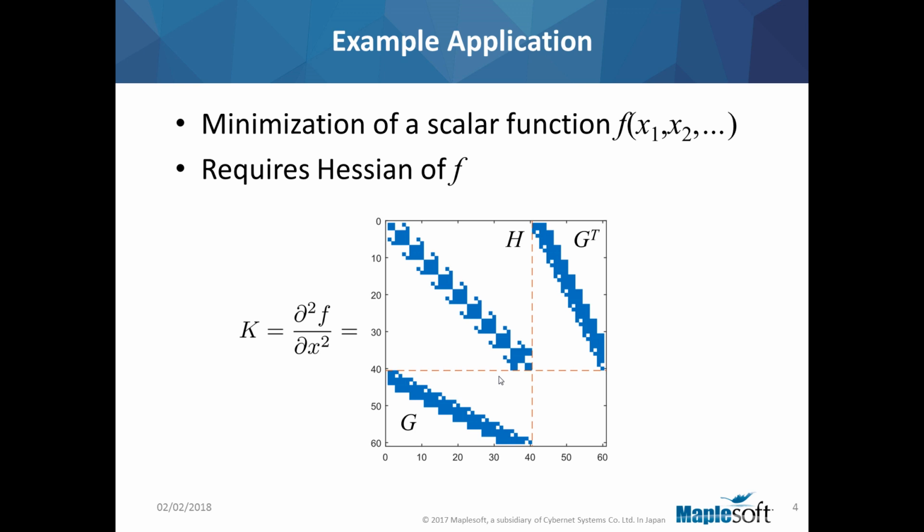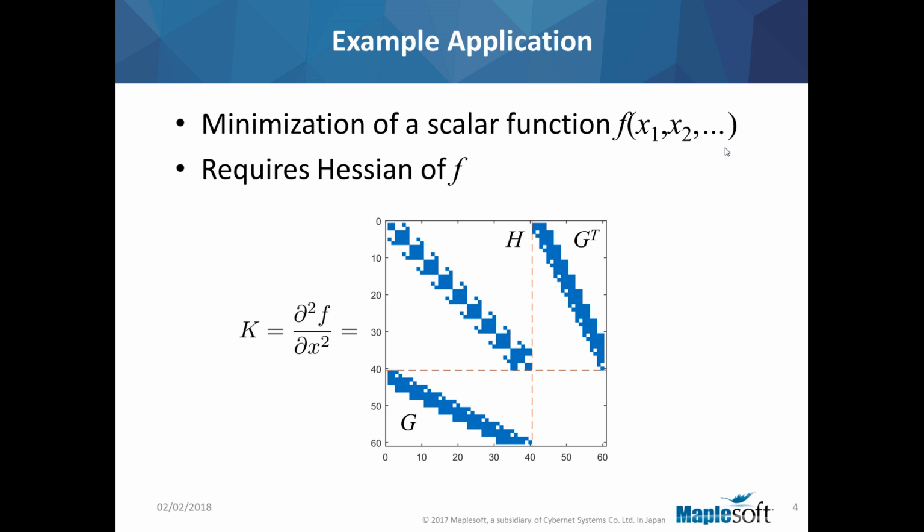So there is an application example that we were working on recently with a customer, and I don't want to get too bogged down in the details of that application because that's more for another webinar. But what you have here is a scalar function that they were trying to minimize. So we have this f of x with lots of variables. In this case, there are 60 of them. And so to do the minimization, you end up having to take the second derivative of that function f.